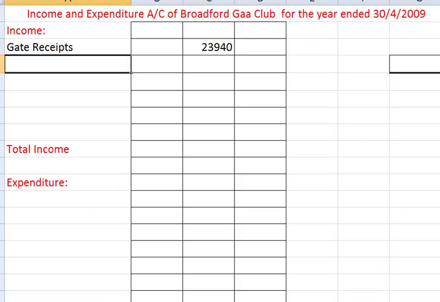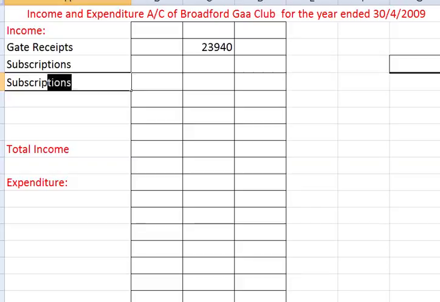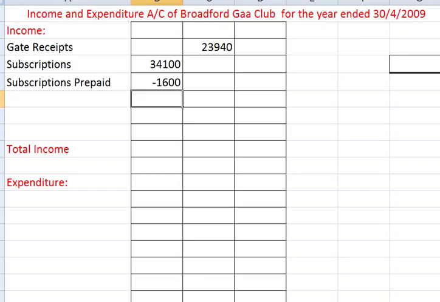The next income for this club is the subscriptions. Now there's an adjustment on the subscriptions. You can see in the additional information given under the receipts and payments list, there's subscriptions prepaid. So the subscriptions are 34,100, and as always we take away prepayments to get the net subscriptions figure of 32,500.